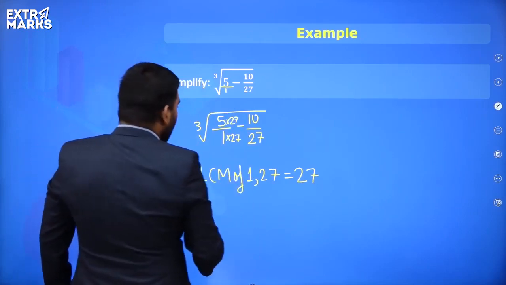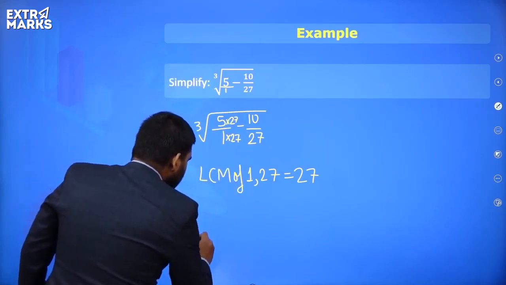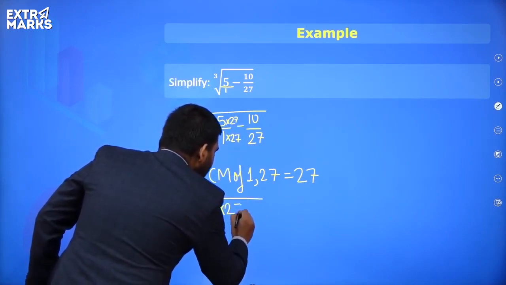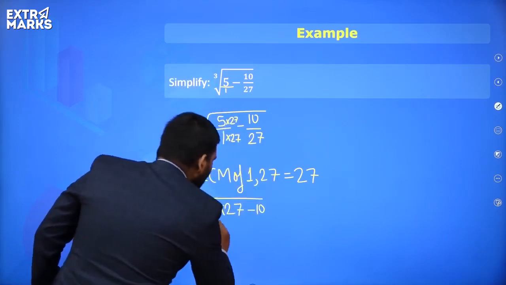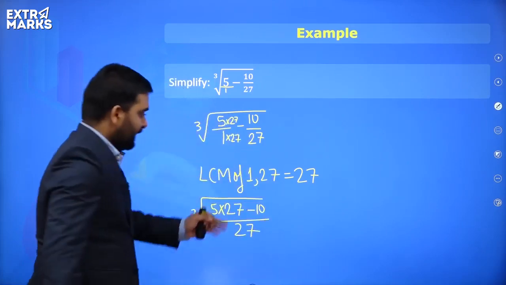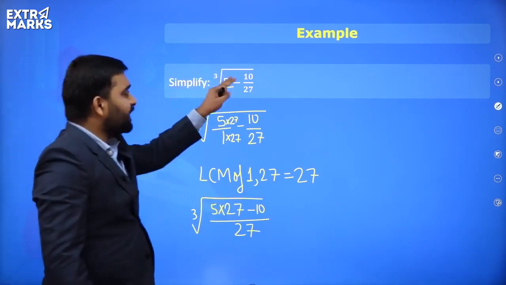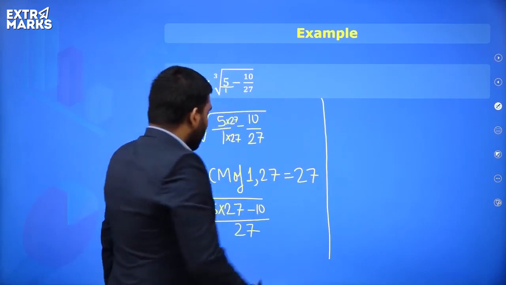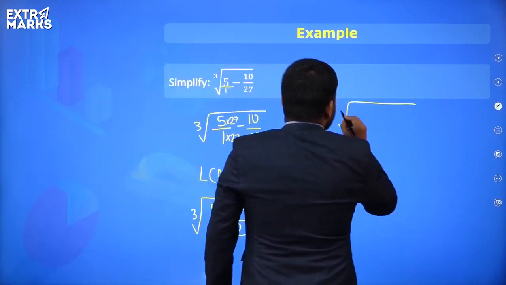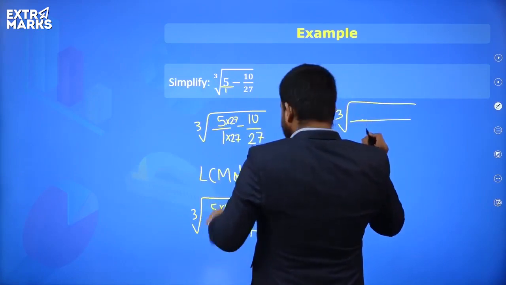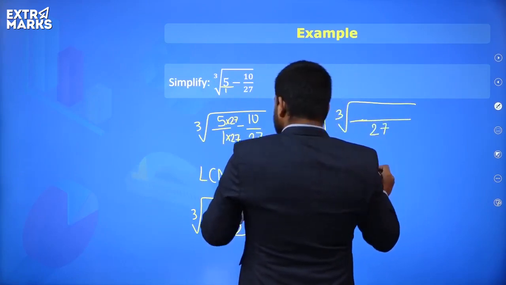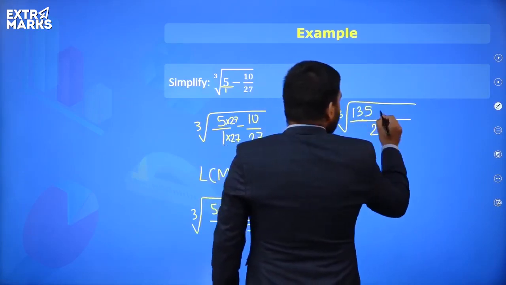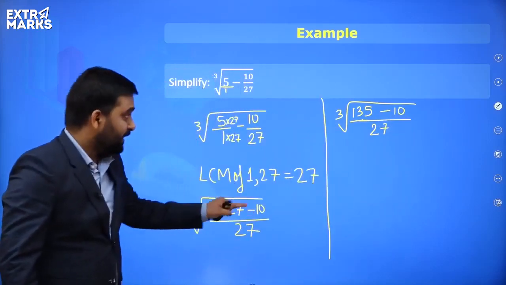So how much will you get, everyone? You will get the cube root of 5 into 27 minus 10 upon 27. Yes or no, everyone? Is this point clear to everyone? So we have just taken the LCM. Now, see everyone, the cube root of, now divide by 27. 5 times 27: 5 sevens are 35, carry 3, 5 twos are 10 plus 3, 13, so 135, correct? Minus 10. So we have just multiplied them.